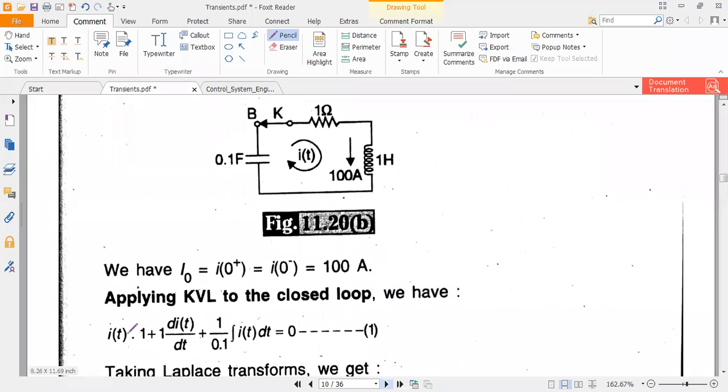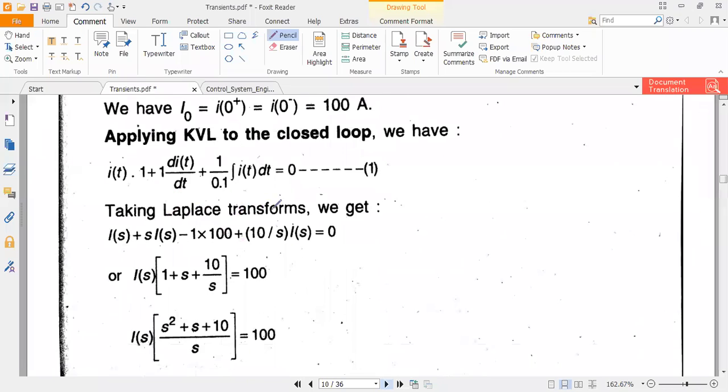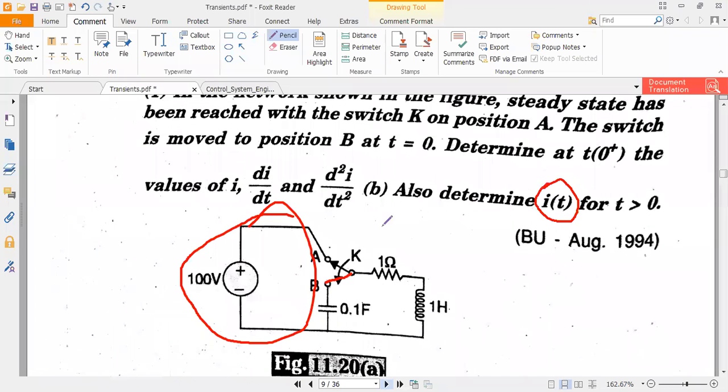So applying KVL: I of t into 1, because this is 1. Then 1 into di of t by dt plus 1 by 0.1 into the integral of I of t into dt. This is 1. Then taking the Laplace transformation. Why are we doing this Laplace transformation? Because we have to find I of t also. To find I of t, what should we do?